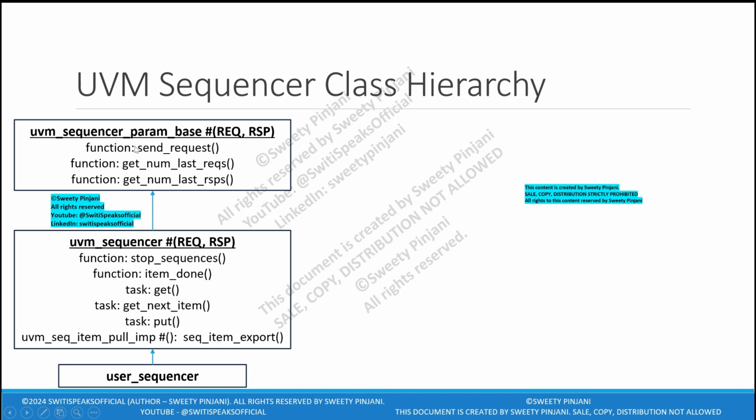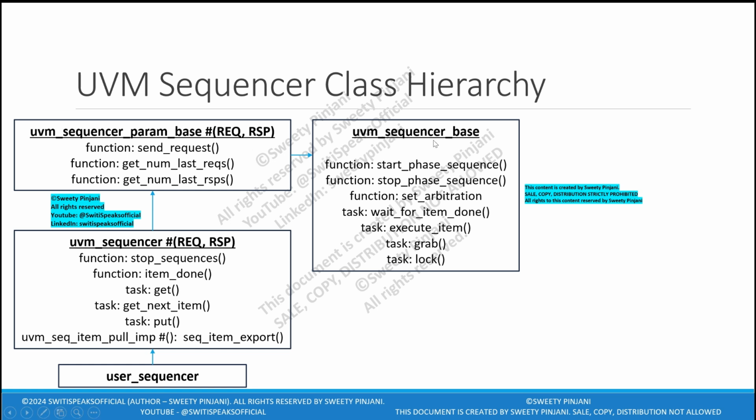Again, it has some functions which we use: send request, get num of last request, get num of last response. These are some inbuilt functions in your UVM sequencer param base. Then this UVM sequencer param base is in turn extending from UVM sequencer base. This does not have any parameters. The UVM sequencer base class doesn't have any parameters. Only UVM sequencer and UVM sequencer param base have request and response as parameters. That's why your user sequencer will also have request and response as the parameters.